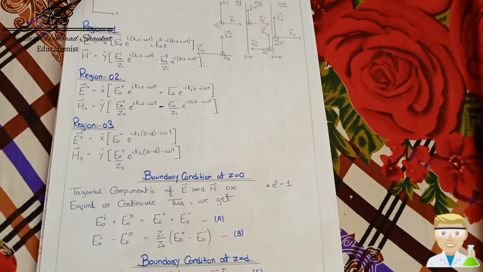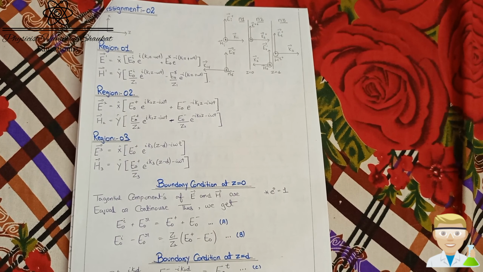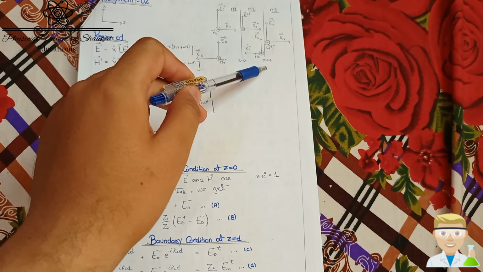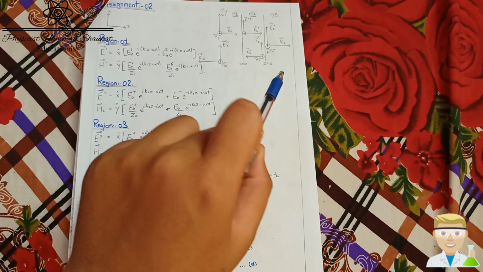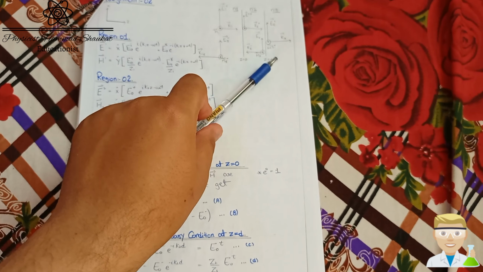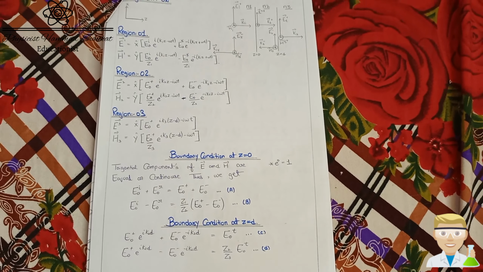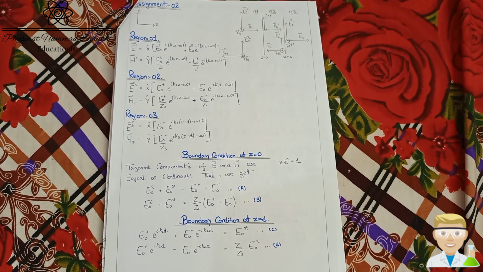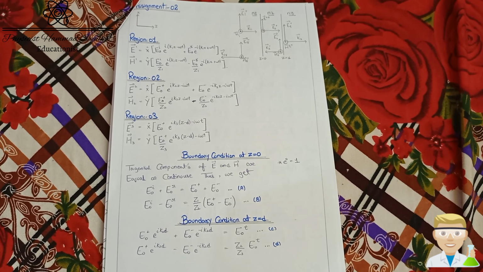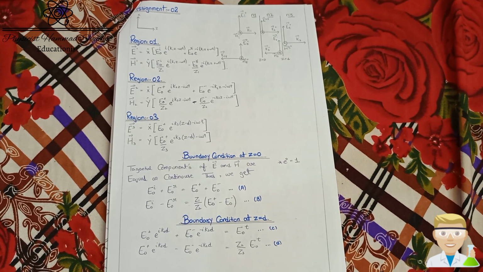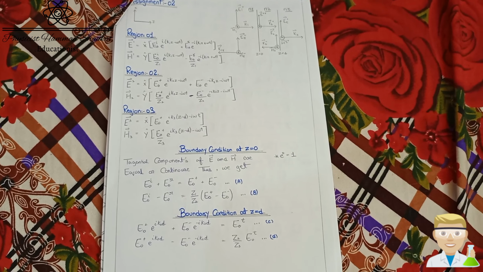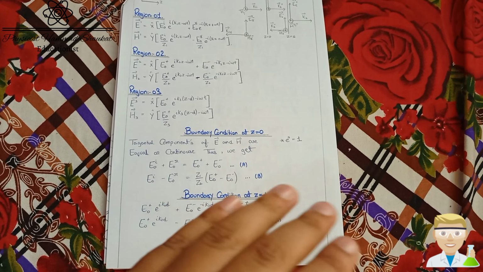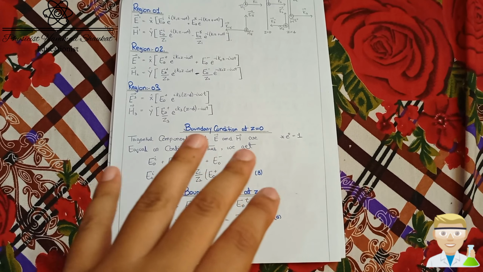Now let's apply the boundary condition z equals d in regions 2 and 3. We know that the tangential components of electric field E are equal or continuous, and the tangential components of magnetic field H are also equal and continuous. That's why we are applying this boundary condition. If the tangential components were not equal, then we would not do this process.